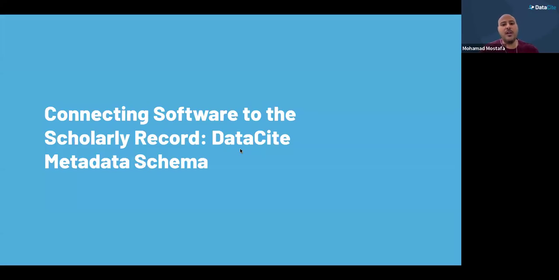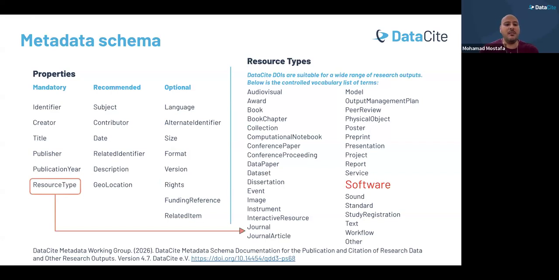So in terms of connecting software to the scholarly record, we'll give you an overview of the DataCite metadata schema. Within our current schema, as you can see on the right side, we have the different resource types that DataCite members can register with our DOIs. And as you can see, software is highlighted here.